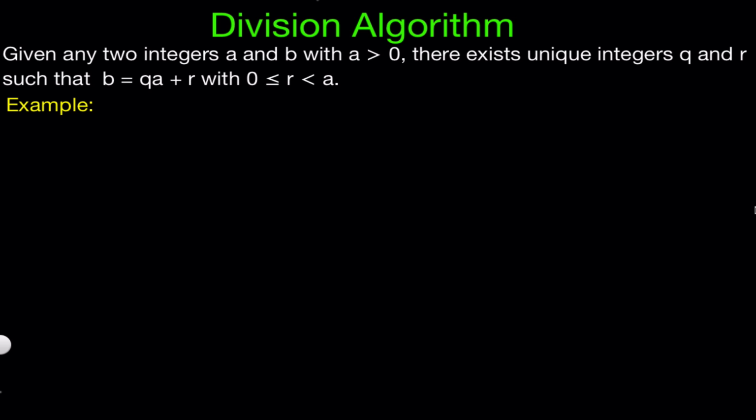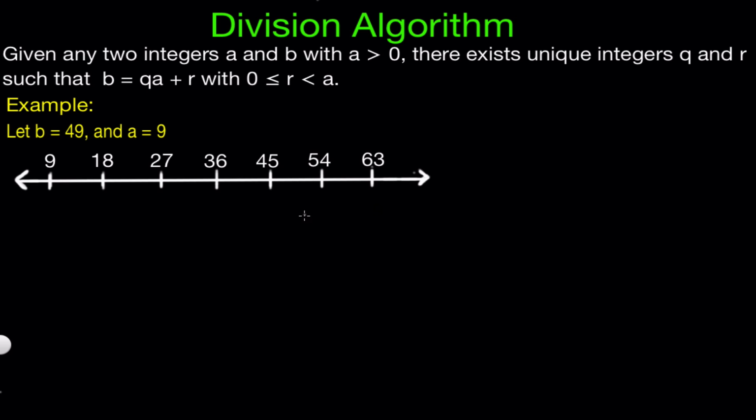In this example we're going to let b equal 49 and a equal 9. The division algorithm says that we should be able to write 49 as a multiple of 9 plus a remainder r, where r is greater than or equal to 0 and less than 9. First, I'm going to set up a number line of all the multiples of 9. Here's our number line, and we can see that somewhere in here we're going to have the number 49. So we can say that 49 equals a multiple of 9 plus a remainder r.